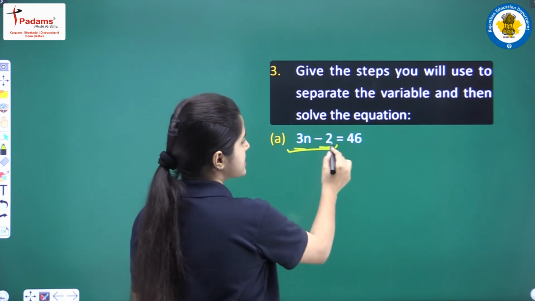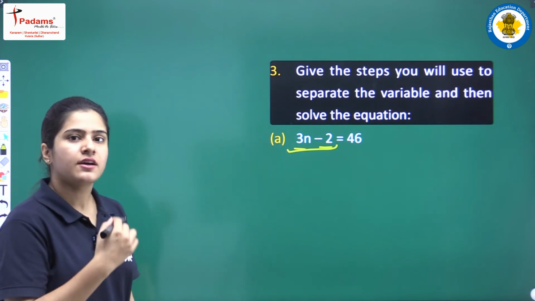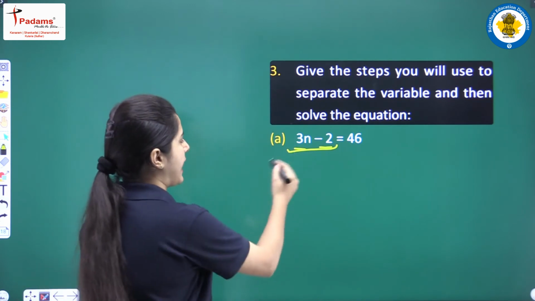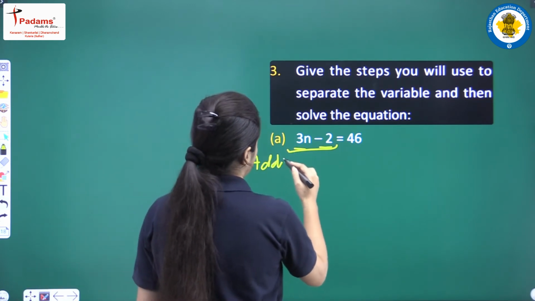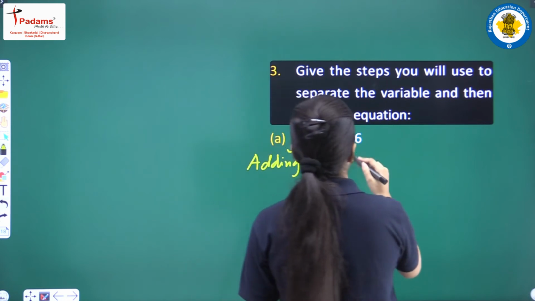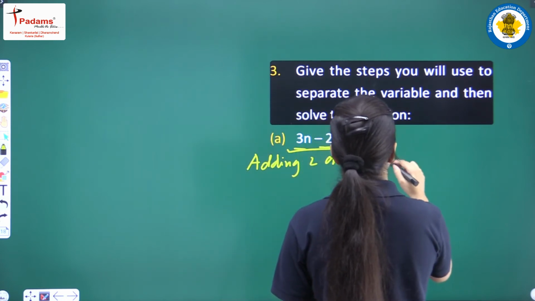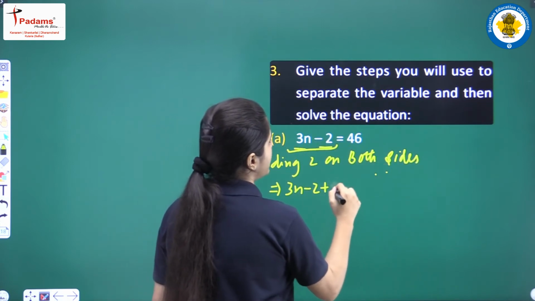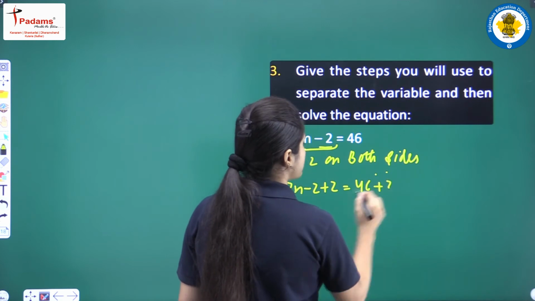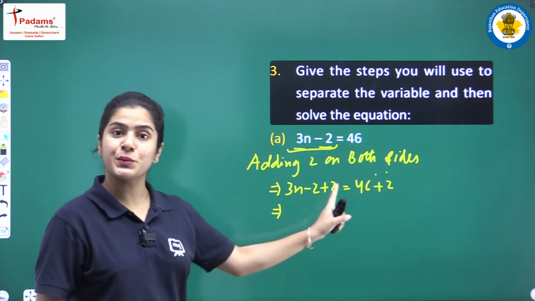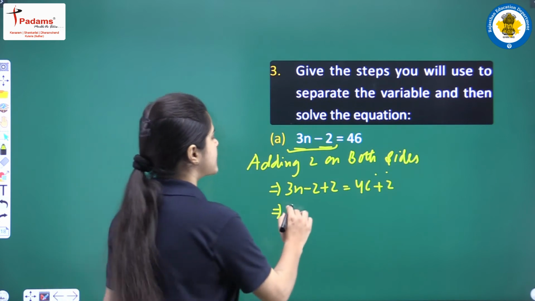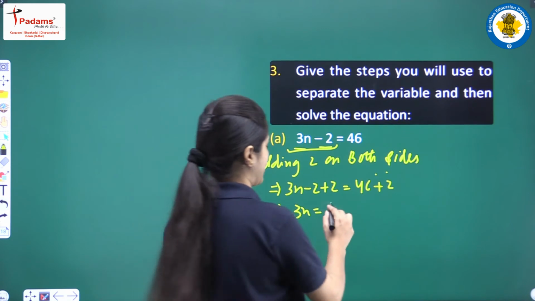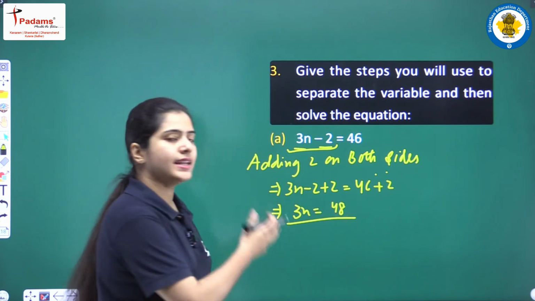Now students, this is minus 2. Minus 2, when taken to the left hand side, will turn to be plus 2. So firstly we'll be adding 2 on both the sides. Right students? 3n minus 2 plus 2 is equal to 46 plus 2. Now minus 2 plus 2 is equal to 0. So this is 3n only. It is equal to 46 plus 2, which is 48. Okay students? Now 3n is equal to 48.